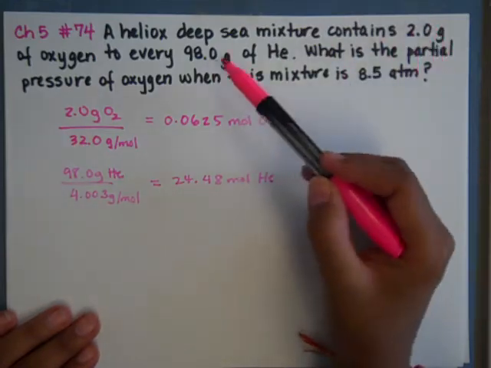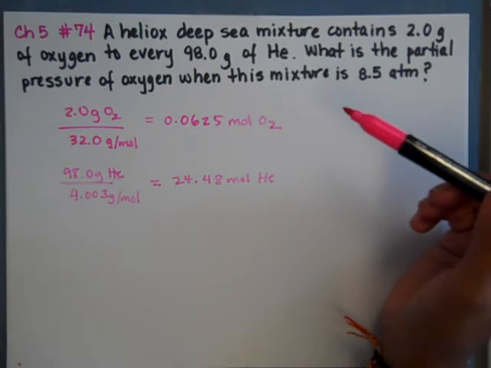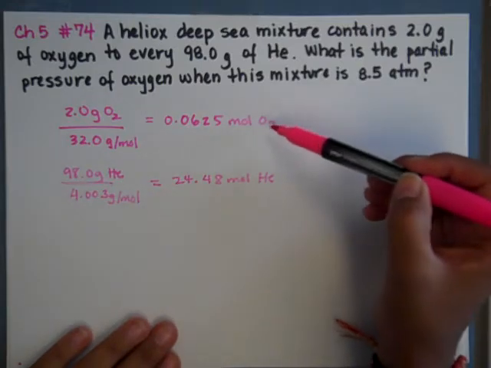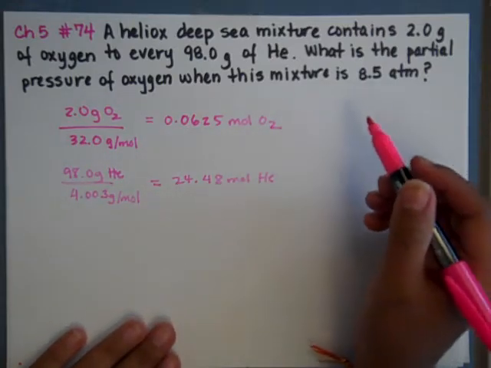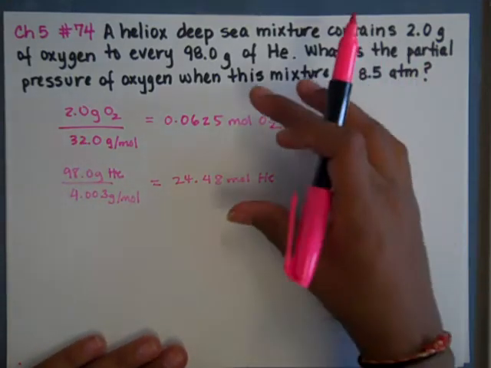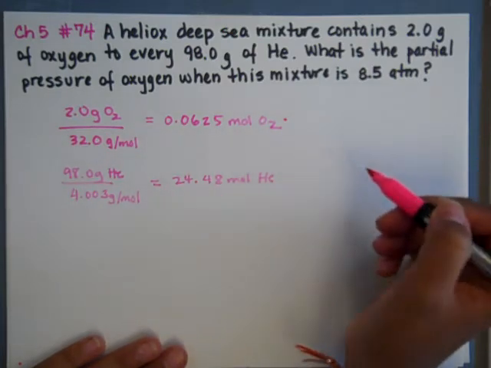So now we know the total moles. Remember, we can't use grams because then it'd be 100 grams, and that's not what we're looking at. We're looking at moles because all of what goes into PV equals nRT and all these calculations are based off moles. So we have moles of O2 and moles of helium, and they're both gases. And we know together they make 8.5 once their pressures are added together. So we want to know the individual pressure of oxygen.